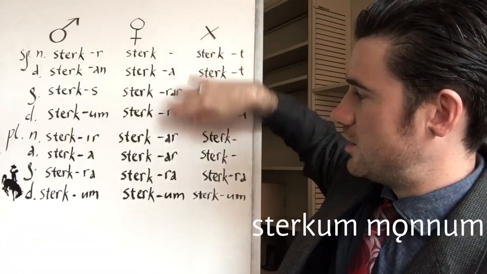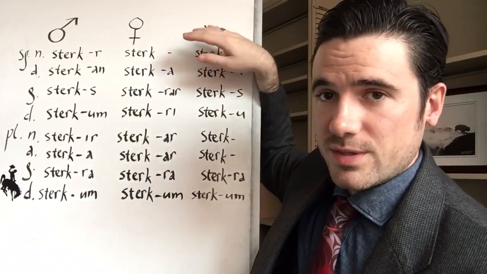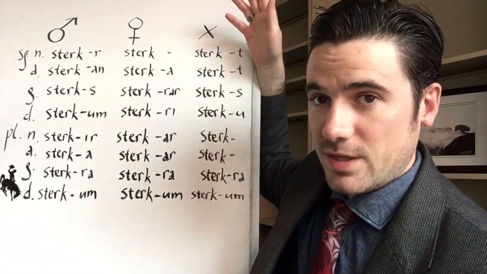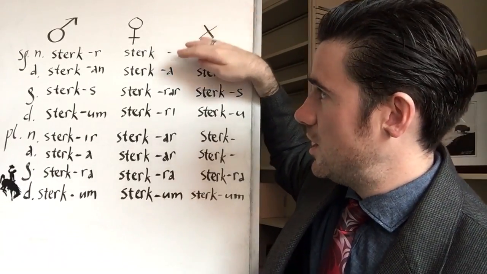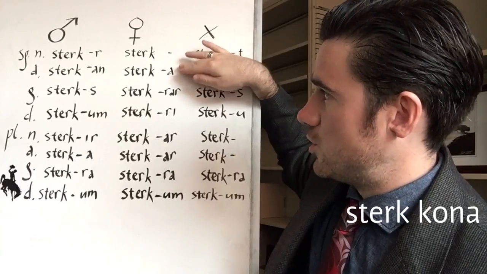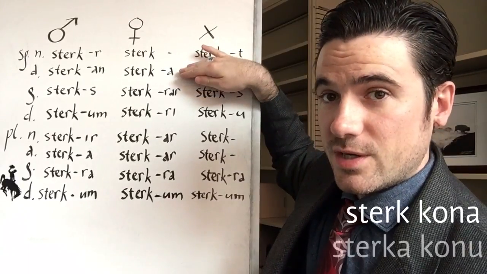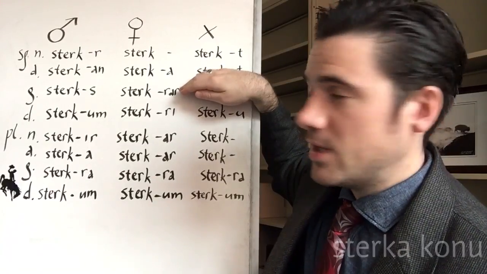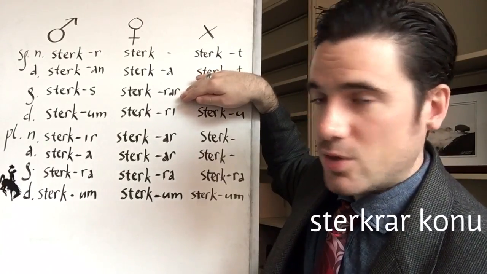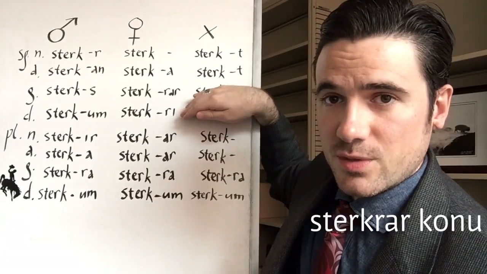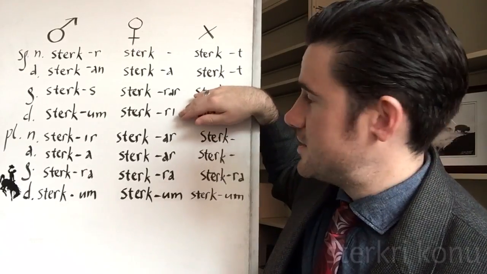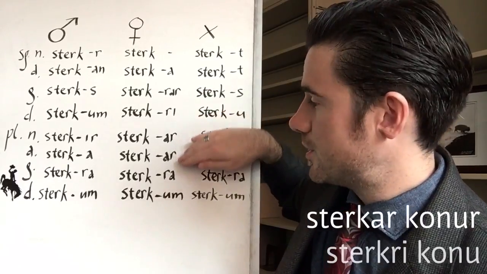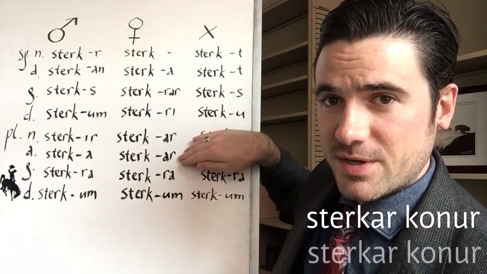Similarly, each one of these would be used with a woman, just for convenience, using another human noun for the obvious gender. So a strong woman is here, sterk kona. I saw a strong woman, sterka konu. This is a strong woman's words, sterkrar konu. I gave a strong woman attacks, sterkri konu. Strong women are fighting, sterkar konur. I fought strong women, sterkar konur.